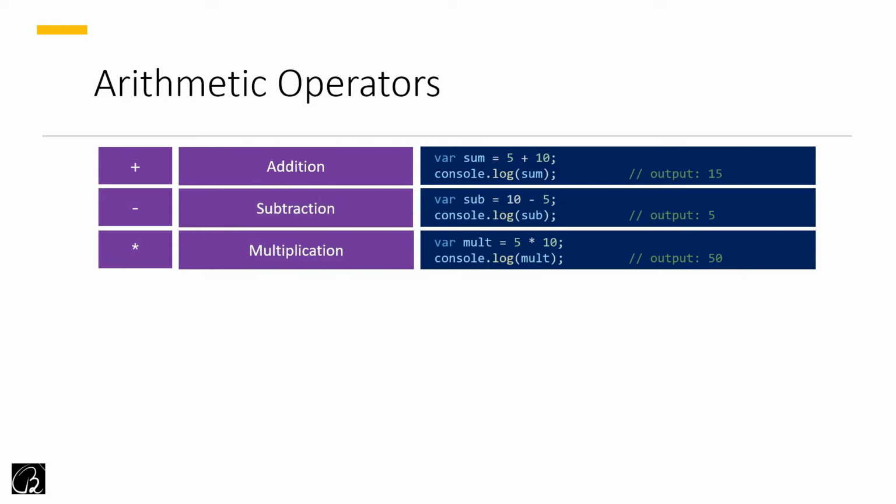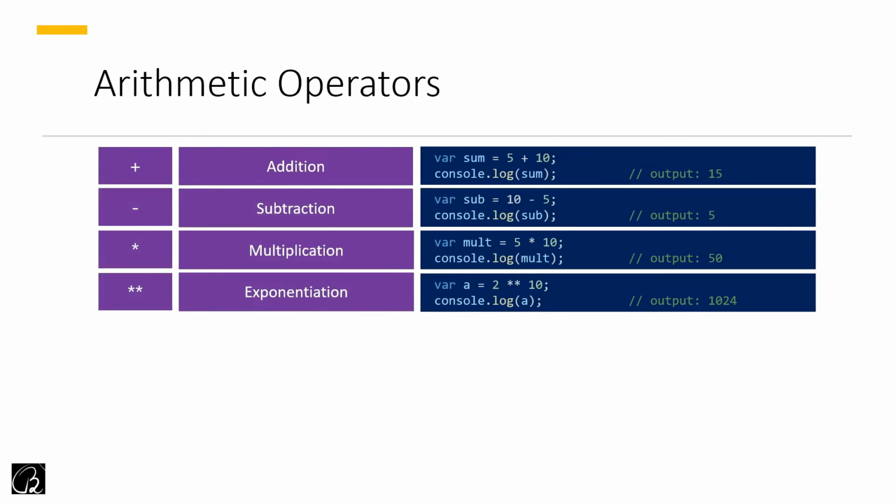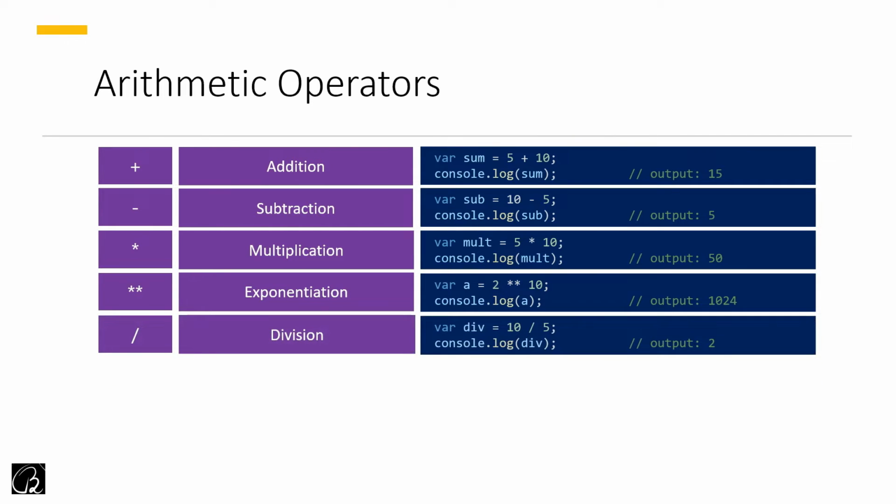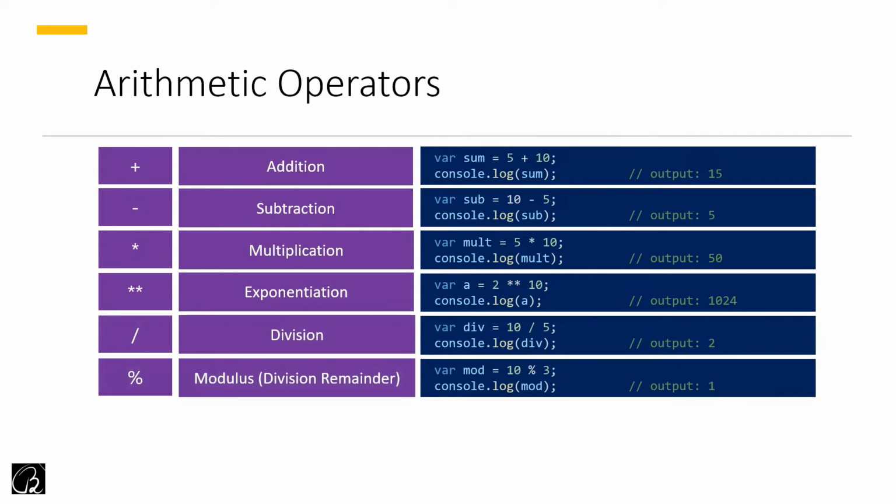And then we have exponentiation. If I write 2 exponentiation 10, it means 2 to the power 10, that is 1024. Next we have division. You can divide numbers. Next we have modulus. It will give you the remainder.